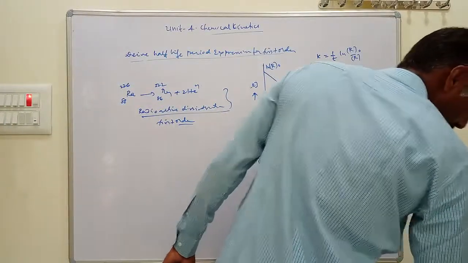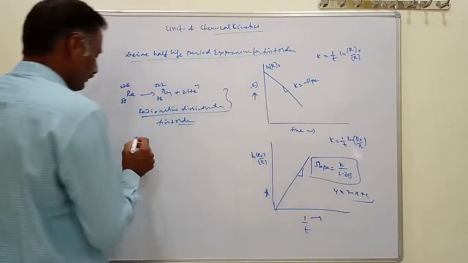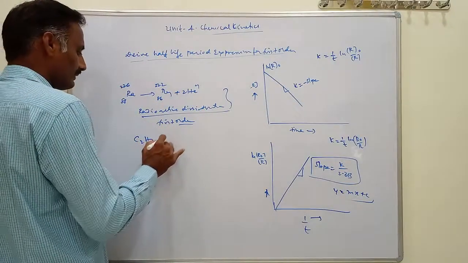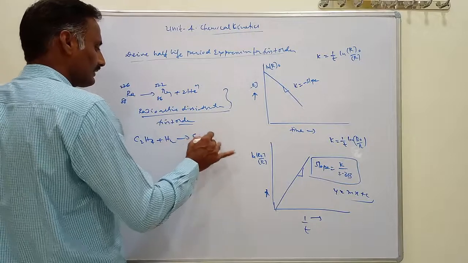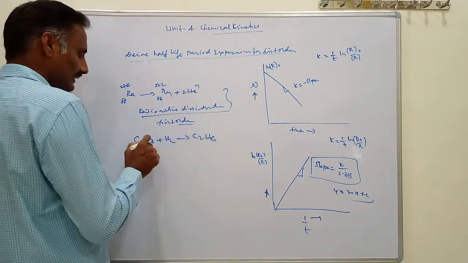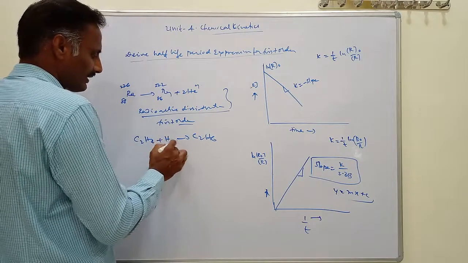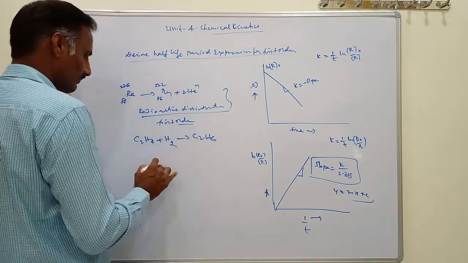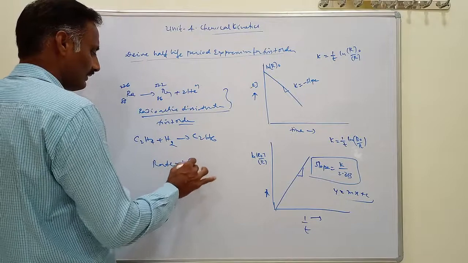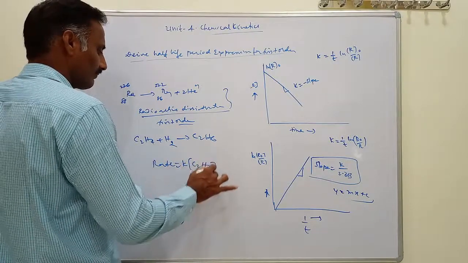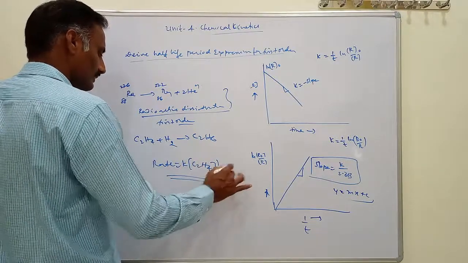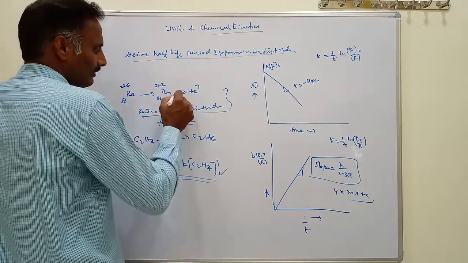C2H4 plus H2 gives C2H6. This is a conversion of ethene into ethane. When ethene undergoes hydrogenation you will get ethane. This also follows a rate equal to k into C2H4. This is also called a first order reaction.